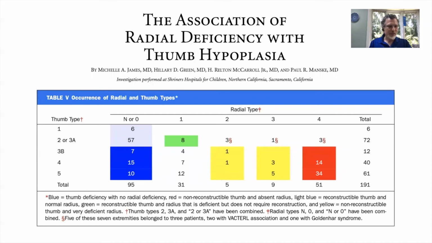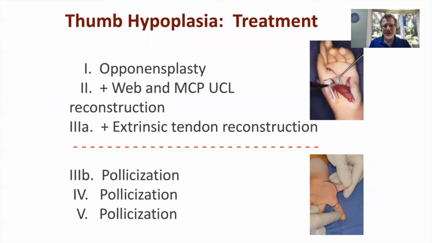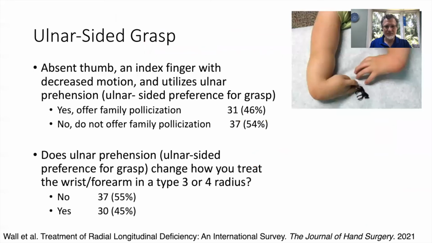Now, whenever we think about radial deficiency, as I said earlier, we have to think about the association between radial deficiency and thumb hypoplasia. And these things tend to correlate. The more severe the radial hypoplasia, the more severe the thumb hypoplasia as well. When we look at treatment, this has been fairly well established in the Western Hemisphere, although in Asia, there is a cultural preference for 5 digits, and therefore more reconstructive procedures are performed. But generally speaking, we're looking at pollicization for anything 3B and above, and reconstruction for 3A and below.